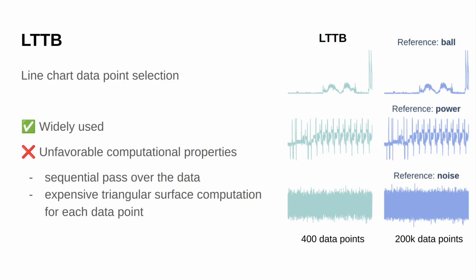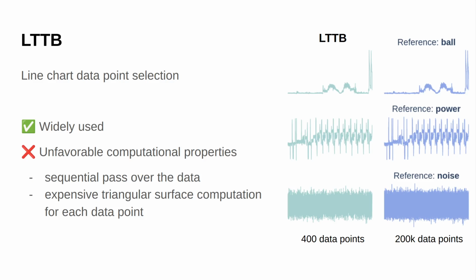For the ball and power consumption datasets, little to no difference is noticeable with regard to the reference visualization. For the noise data, however, we observed that some local minima and maxima are not selected by LTTB. This can be attributed to LTTB favoring binwise alternating extrema to maximize the local surface area. It is thus clear that LTTB provides a quite good approximation of the reference visualization with very few data points.